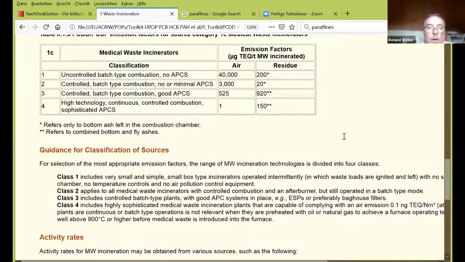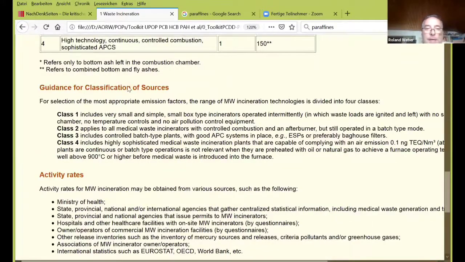And it also gives you guidance for classification of the sources. So it tells you class 1 includes very small and simple small box type incinerators, operated intermittently. This means only for a few hours. So no temperature control, no air pollution control.